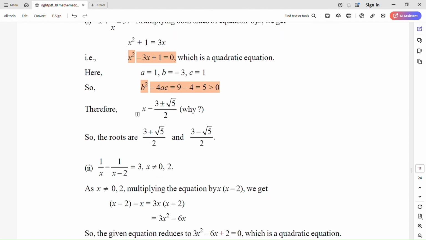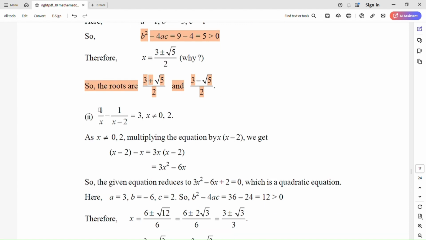So now x equal to 3 plus or minus square root of 5, by 2. Correct? Because the discriminant b square minus 4ac is 5, so the square root of b square minus 4ac, right? So the roots are 3 plus square root of 5 by 2 and 3 minus square root of 5 by 2.